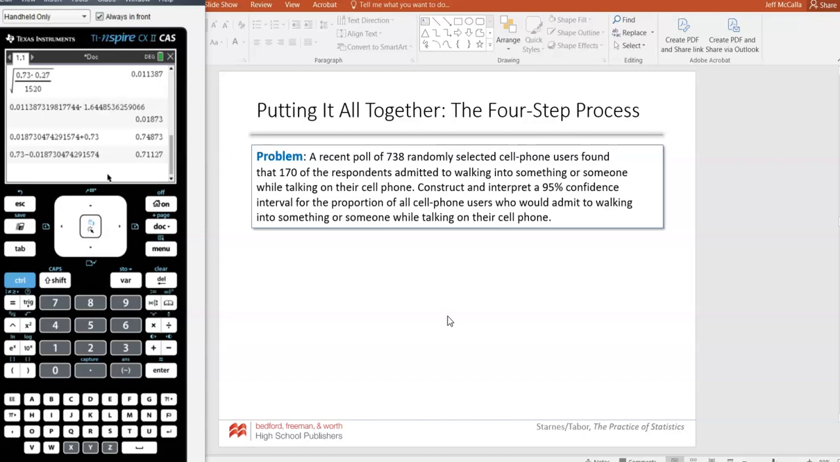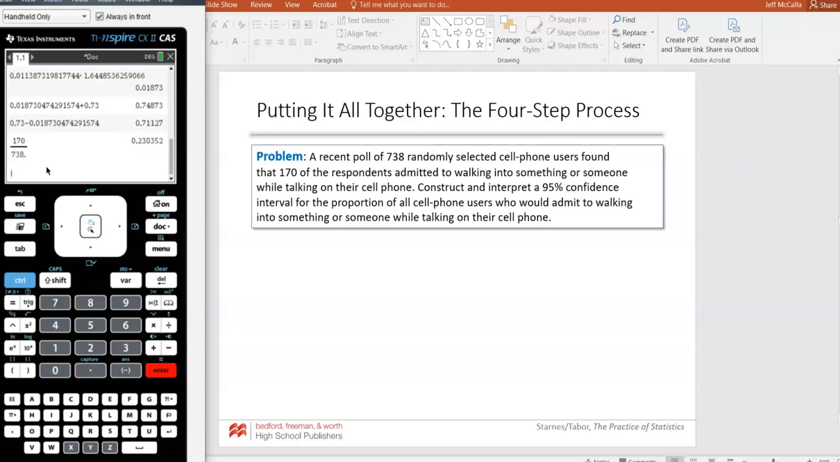Then you do your conditions, right? So you want to do like np. 170 divided by 738, so p hat is 0.23. So that times n, times 738, would be the number of successes. I'm just going to copy that. Instead of that p hat there, it's going to be parentheses 1 minus that. So 568 failures. So there's at least 10 of both, which is good.